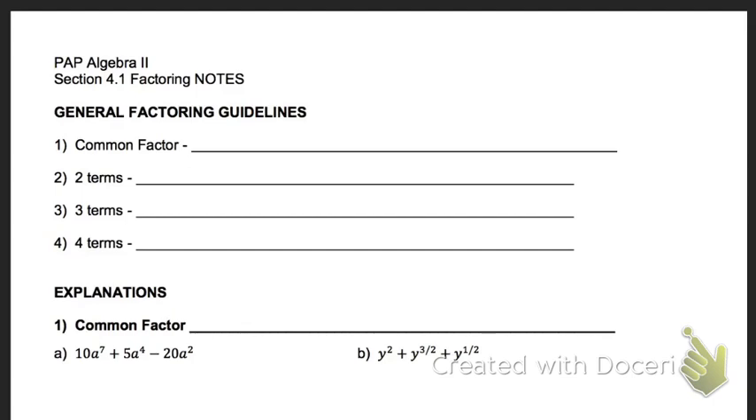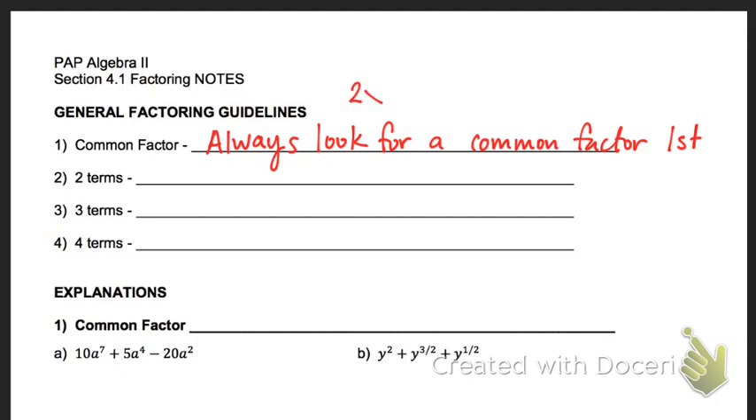So the rule of thumb is that you always look for a common factor first. What do I mean by common factor? Something the same, something that you can pull out. So if I had like 2x plus 3x squared, what could I pull out of that? X. I could pull out an x. So it would be like saying x times (2 plus 3x). That's what I mean by common factor, something they both have in common.